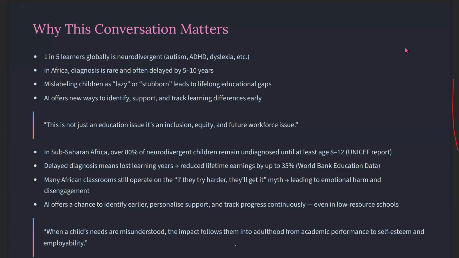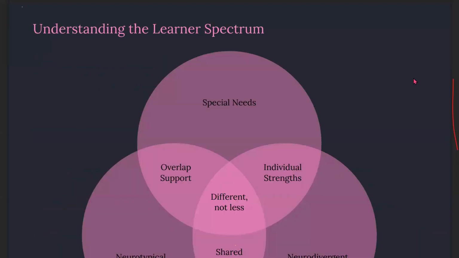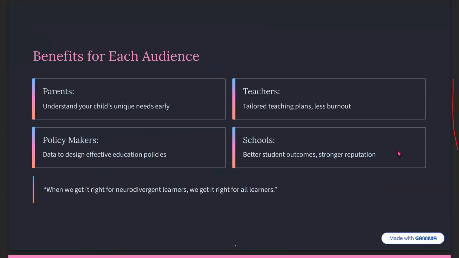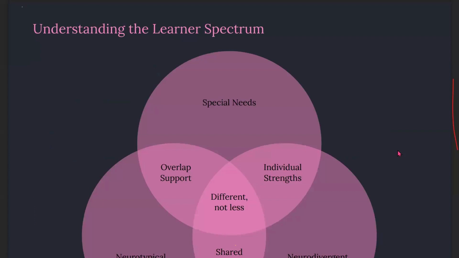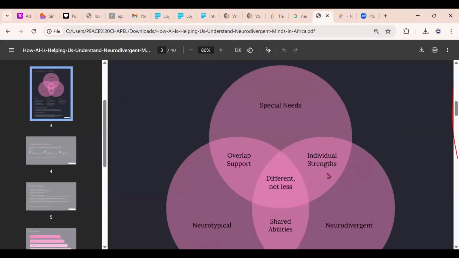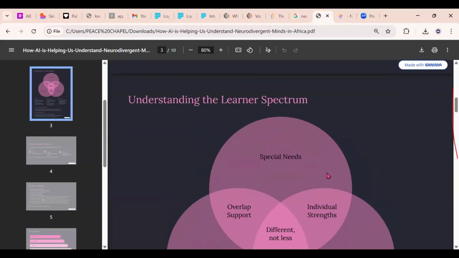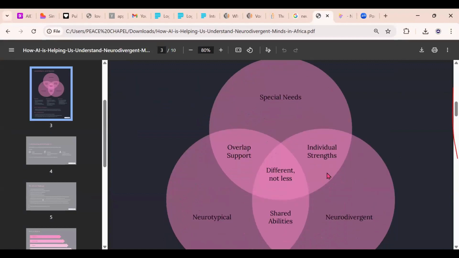Over 80% of those neurodivergent children right now are undiagnosed from age 8 to 12. You see different issues from delayed diagnosis, which leads to loss of learning years. Many African classrooms, let me contextualize it in Nigeria, in Lagos State, in Kano, anywhere, still operate in the traditional one-size-fits-all way. A teacher will be telling a student, no, just try, you will get it. No, that's not the way to do things.